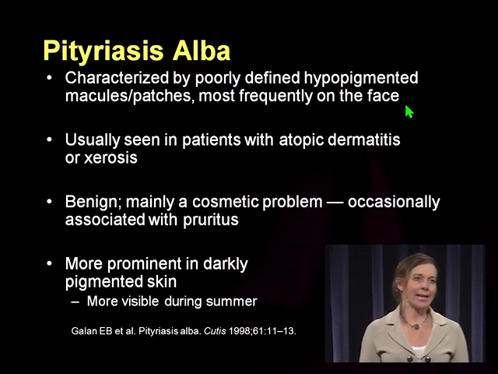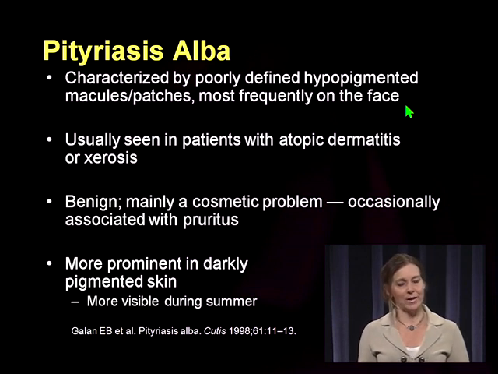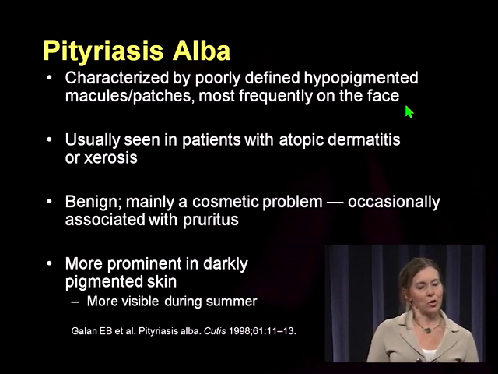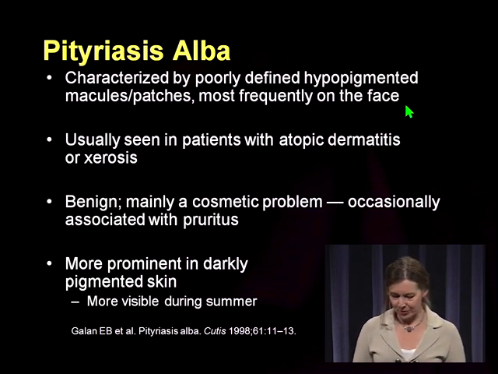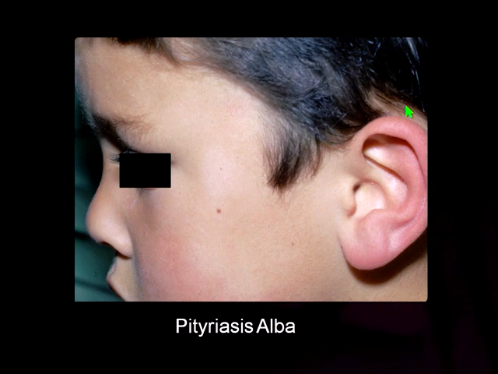It's very common, usually seen with darker skin. It may be seen in the setting of atopic dermatitis, or it may be seen by itself without atopic dermatitis. Occasionally, there can be some associated pruritus. It's really more of a cosmetic concern. And this tends to resolve spontaneously as the tan fades. We treat this typically with good photoprotection and lots of moisturizer use. This child obviously has lighter skin, and so it does have some poorly defined hypopigmented patches, but they're not nearly as dramatic as they are with the darker skin.